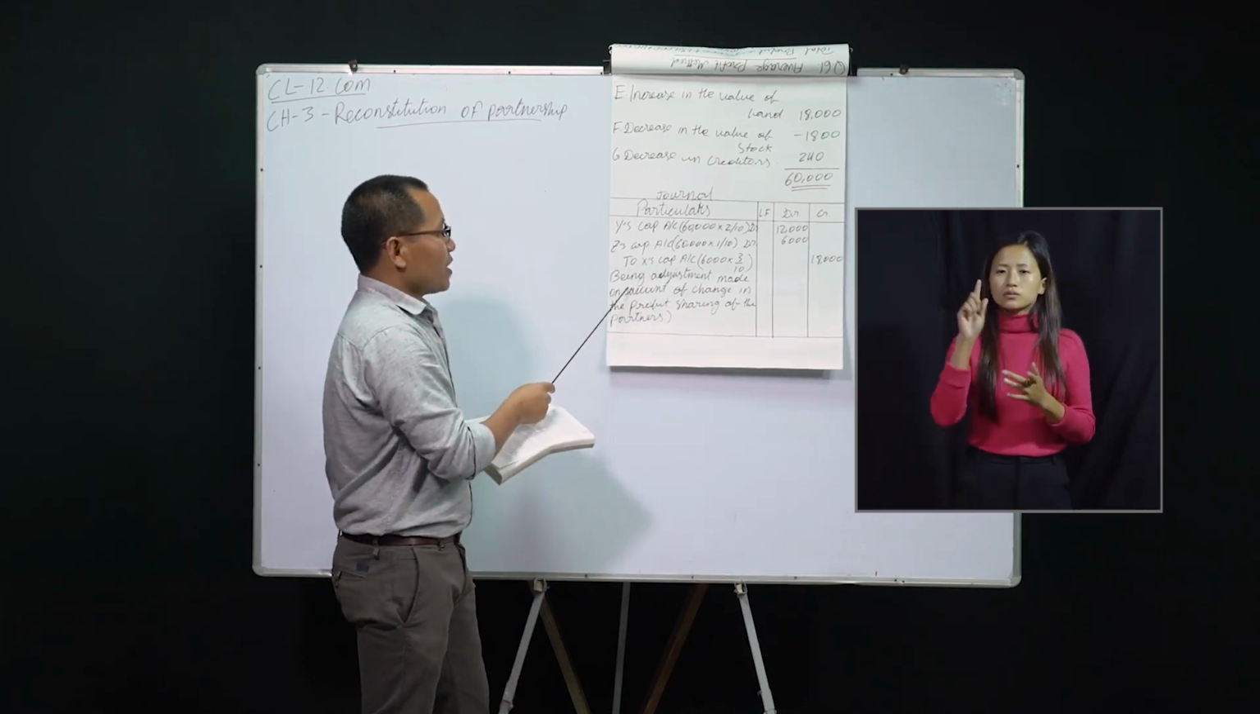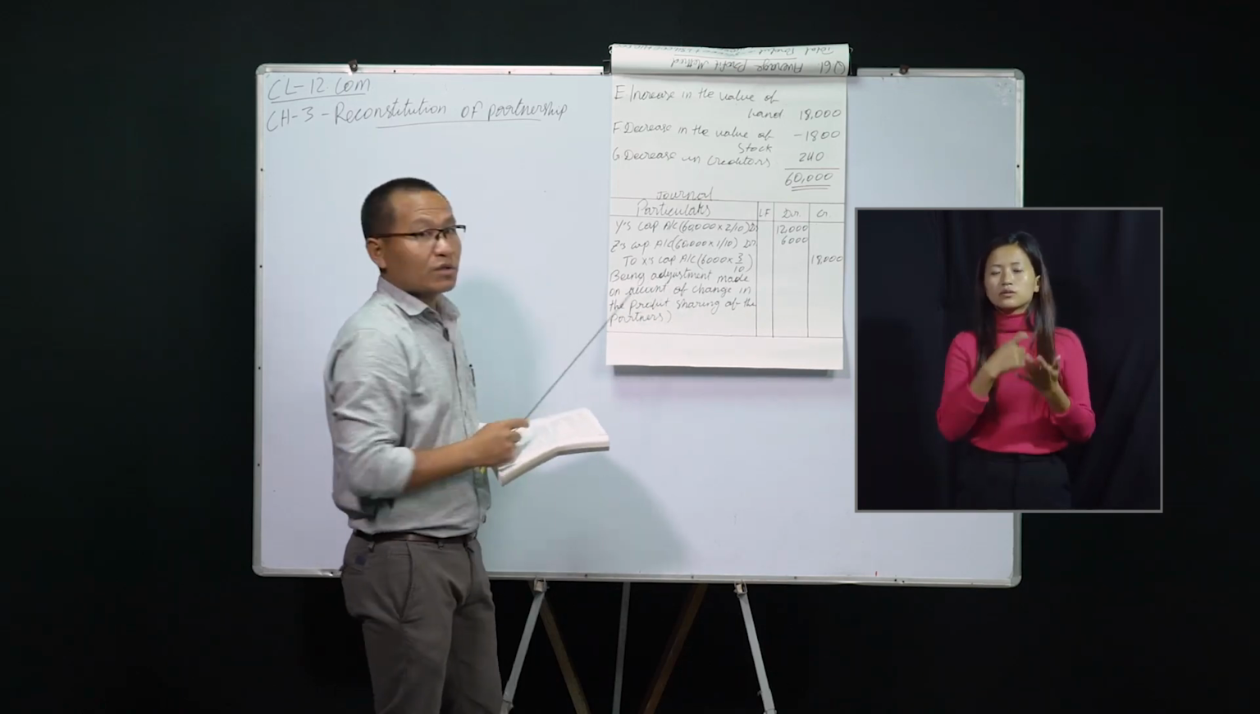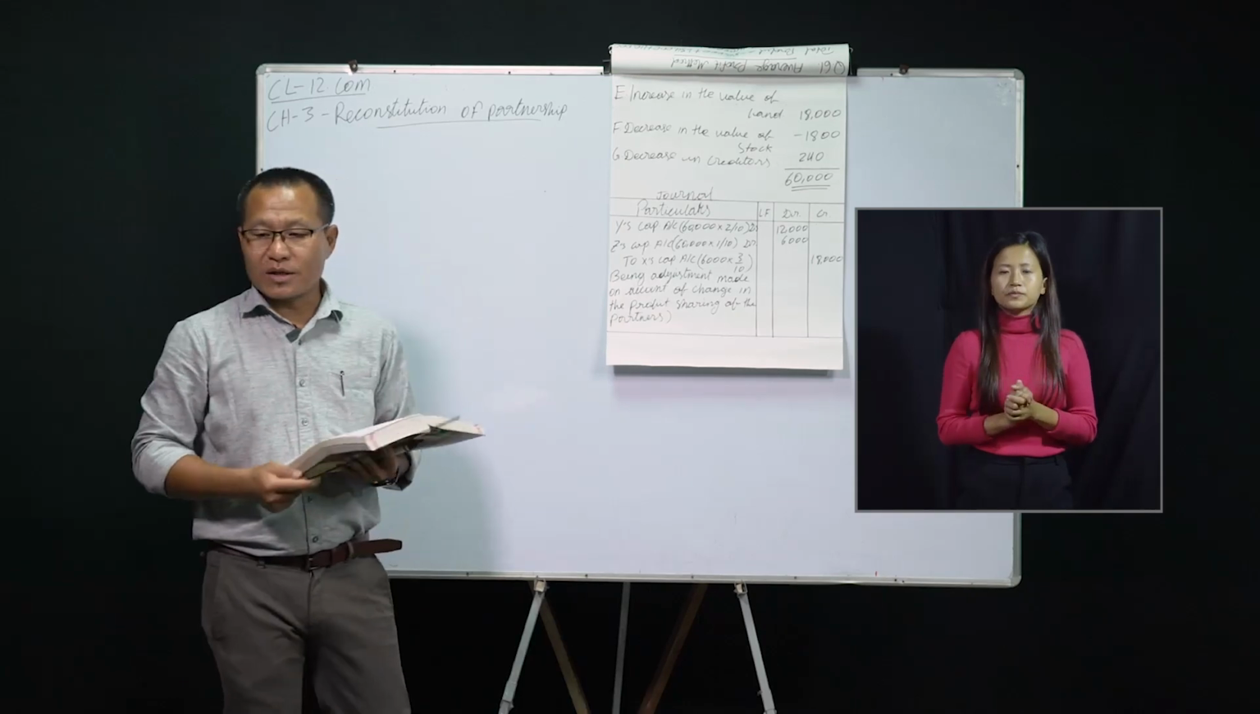So the narration is: being adjustment made on account of change in the profit sharing ratio of partners. This is how the adjustments are made.